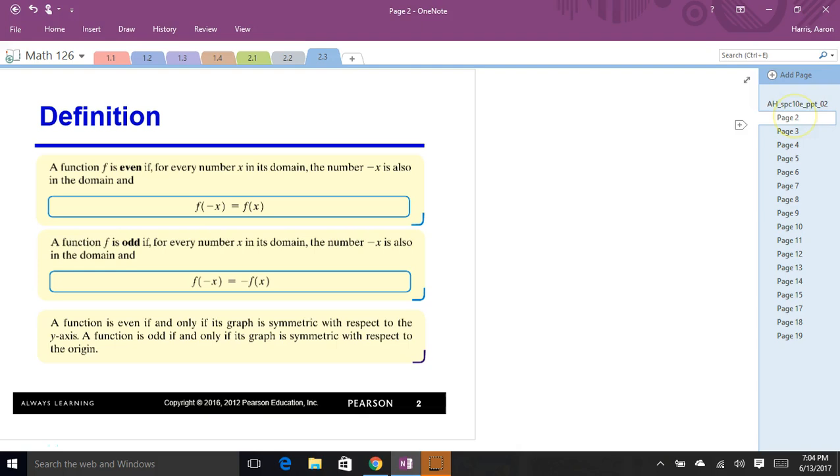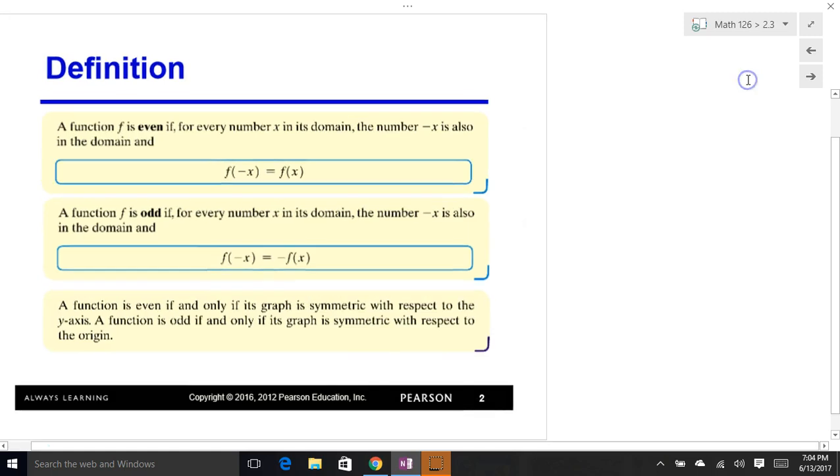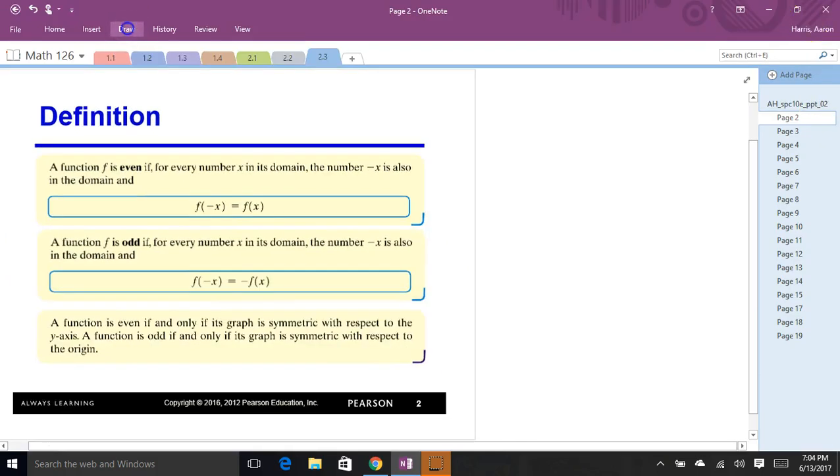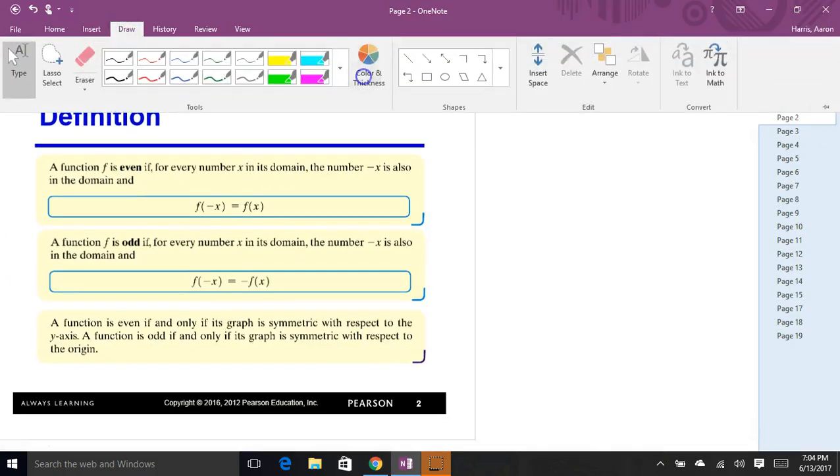Let's start off with our definition of an even function there. If you notice, f of negative x equals f of x is our requirement to be an even function. When I'm thinking even, you guys, I'm always thinking of the quadratic function here.